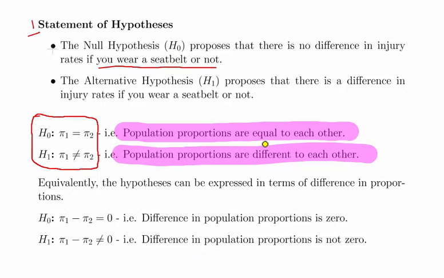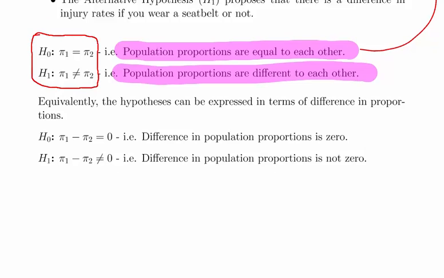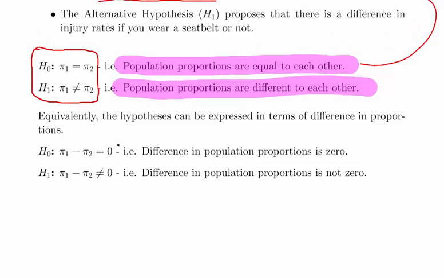Now, a quick statement here about what the hypothesis means is helpful. Not something a bit more detailed than that, but relevant to the question. So you can include something about seatbelts or injury rates, just a quick sentence like that, to be a bit more specific to the question asked. But really, it should express that population proportions are equal to each other or not. And then you add a bit more context with regard to the rest of the question.